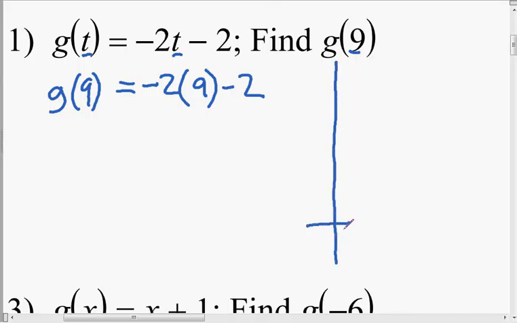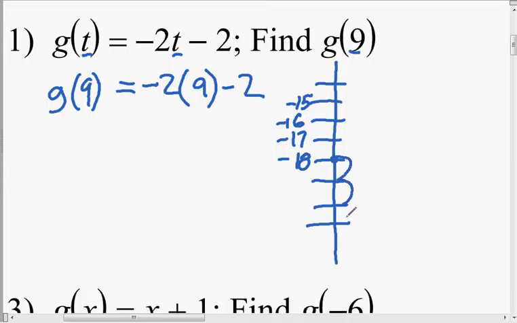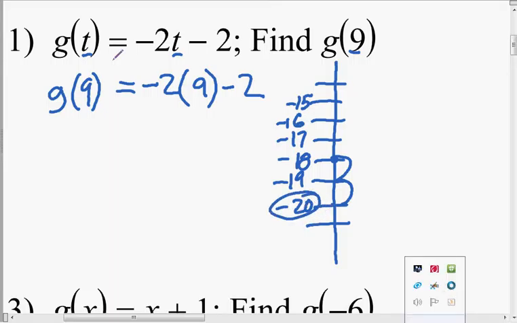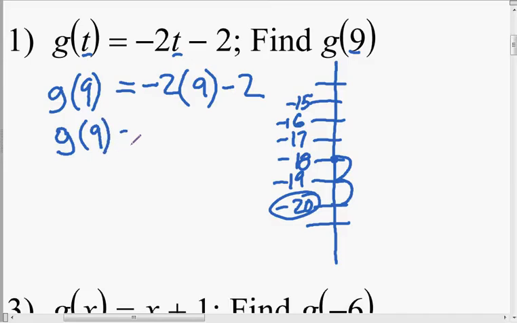I'm going to draw a number line really quickly. Always a good idea. -15, -16, -17, -18. I start at -18, and I go down 2 since I'm subtracting 2. -19, -20. So mine's -20. g of 9 equals -20.